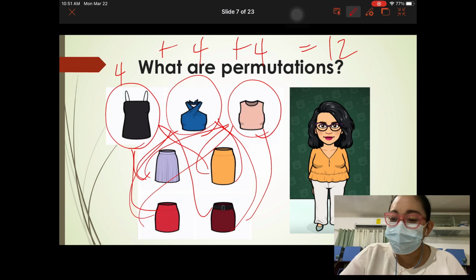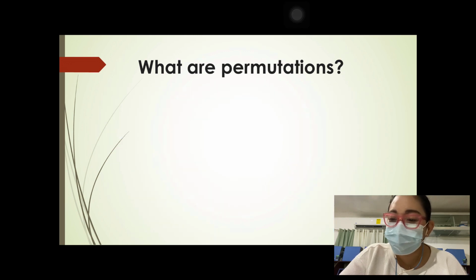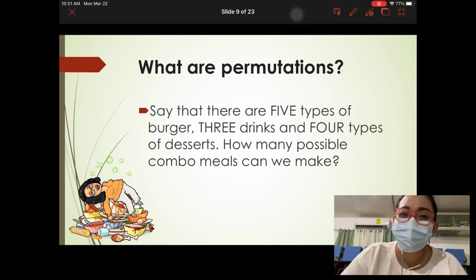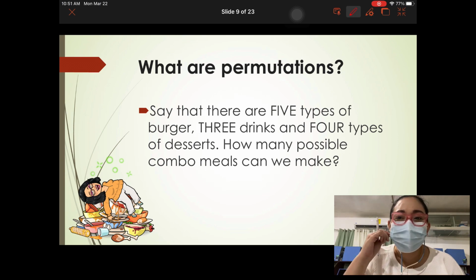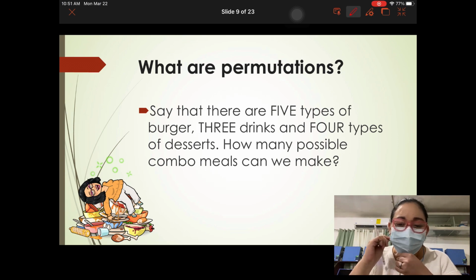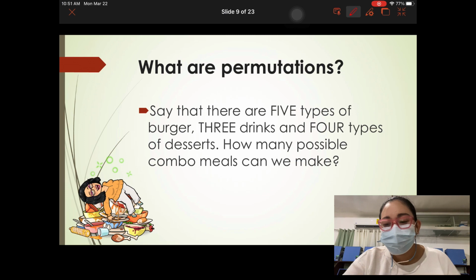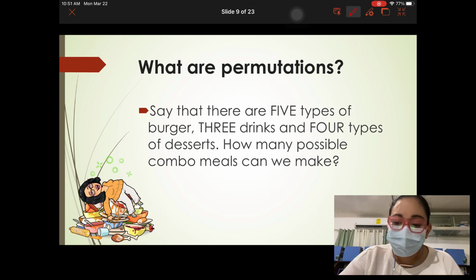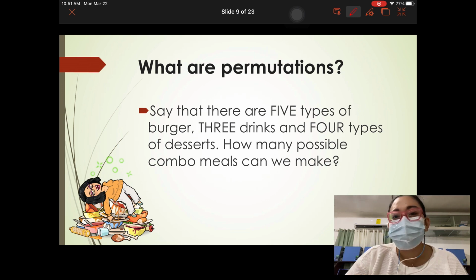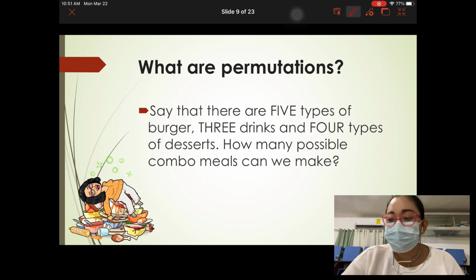So, now, I have another activity which is tungkol naman sa pagkain. O, diba? Dahil utak pagkain tayo. Kailangan natin yan. Alright. So, say that there are 5 types of burgers, 3 types of drinks, and 4 types of desserts. How many possible combo meals can we make? So, kunwari, restaurant tayo at gagawa tayo ng mga combo meals. So, ang gagawin natin dito, for this example, yung tinatawag natin na permutation tree.